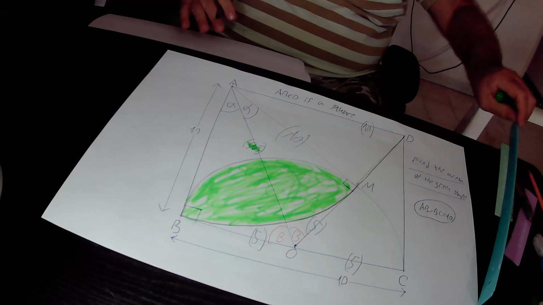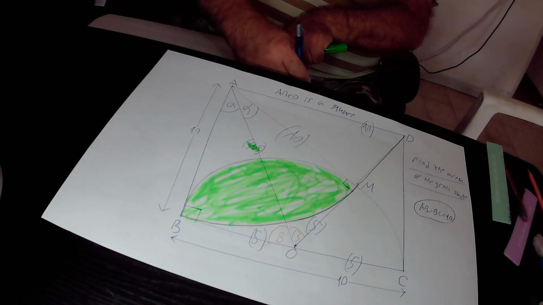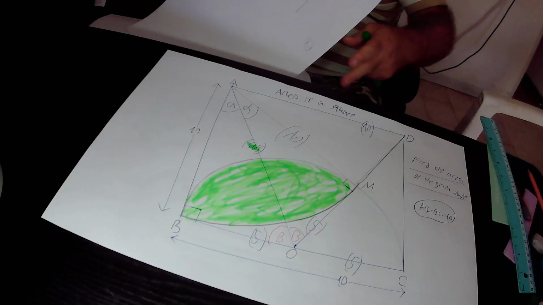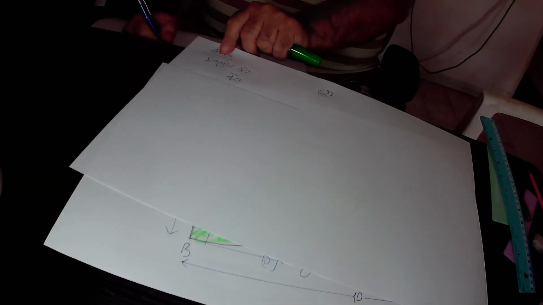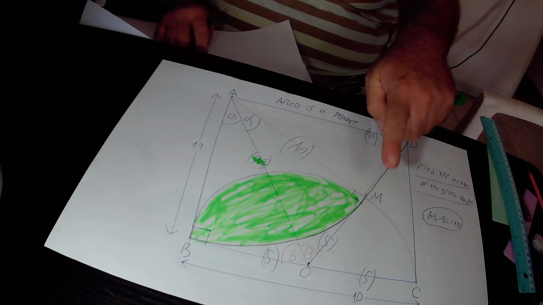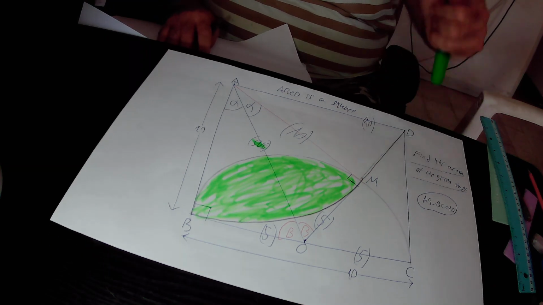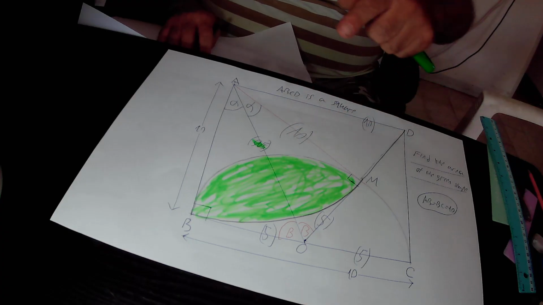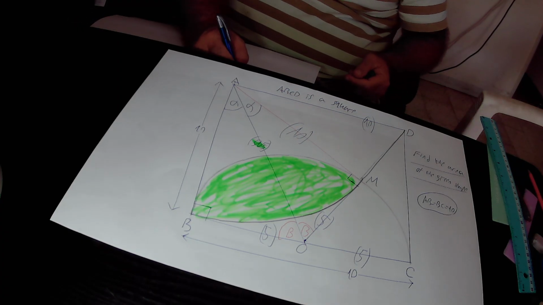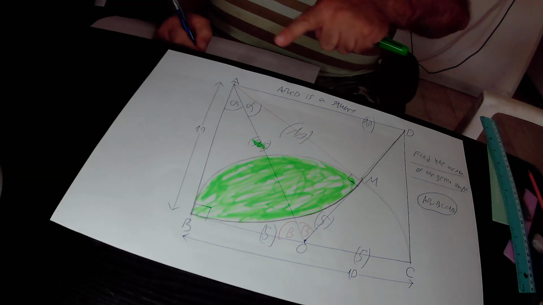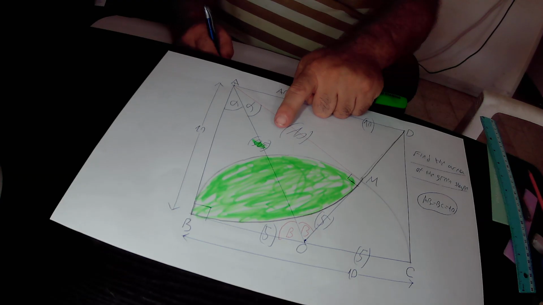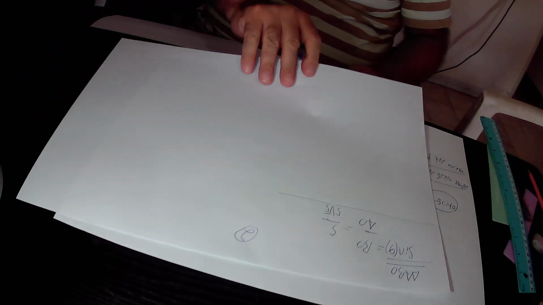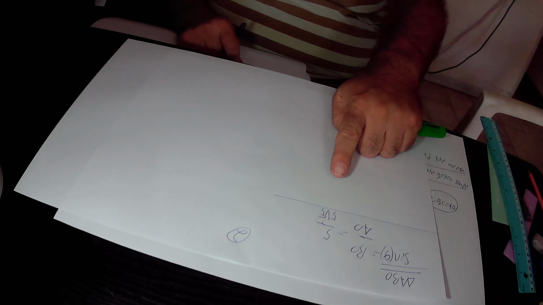Again, in the right triangle ABO, sine alpha equals BO over AO. So sine alpha equals BO, which is 5, over AO, which equals 5 times square root of 5. So in total, sine alpha equals 5 over 5 times square root of 5.